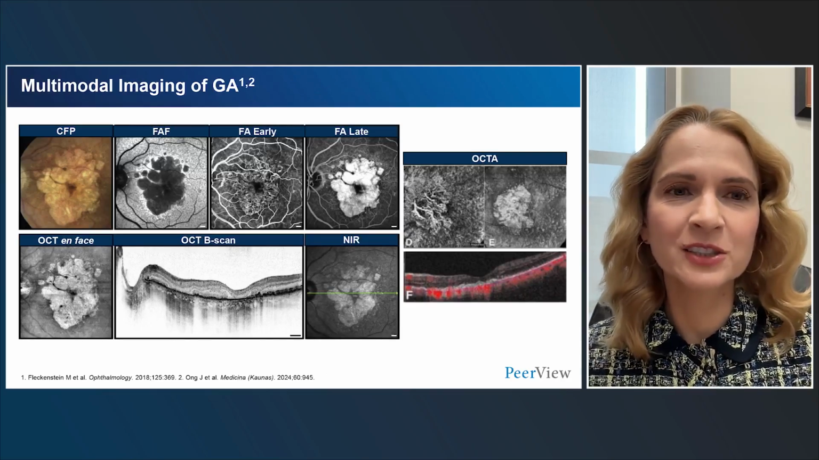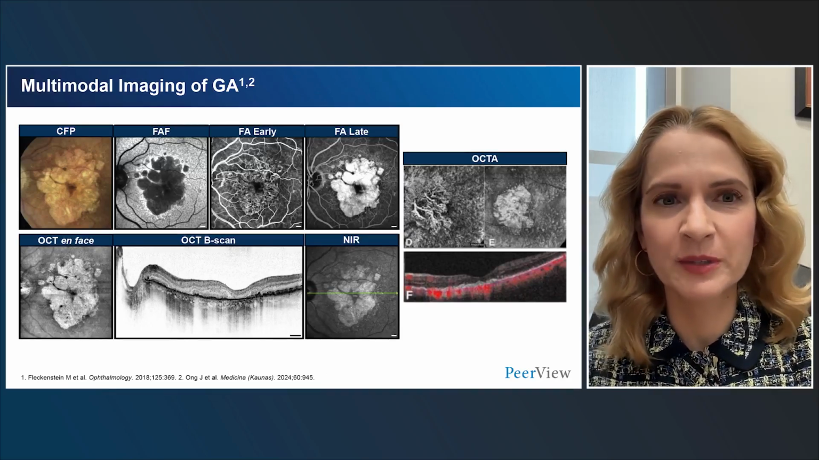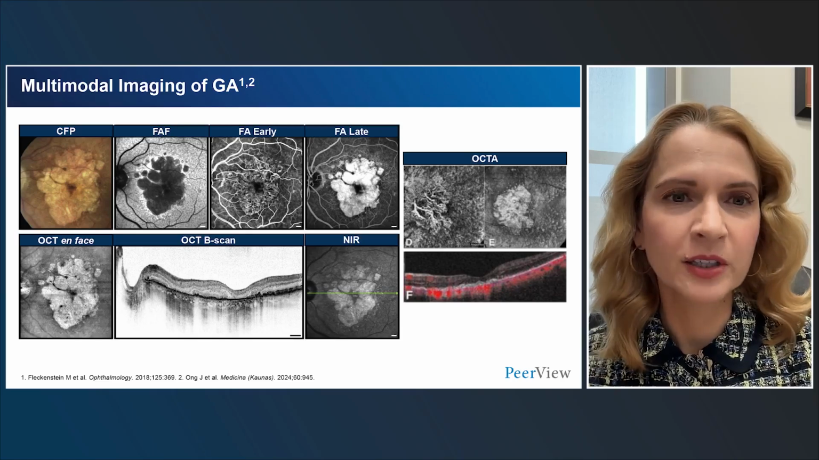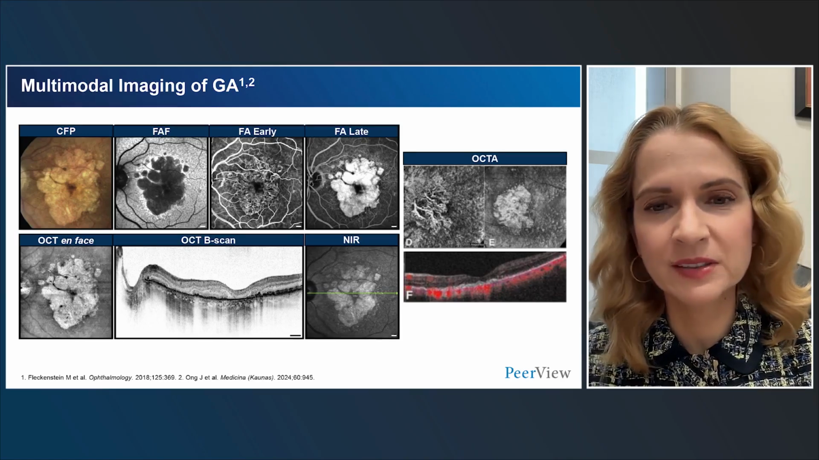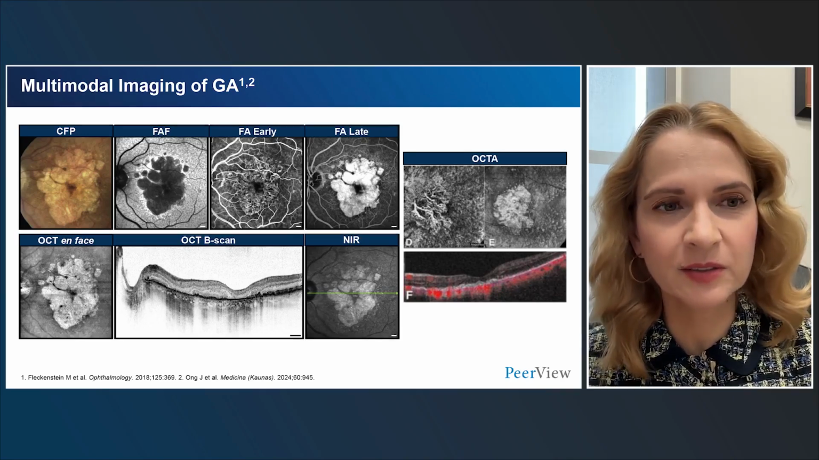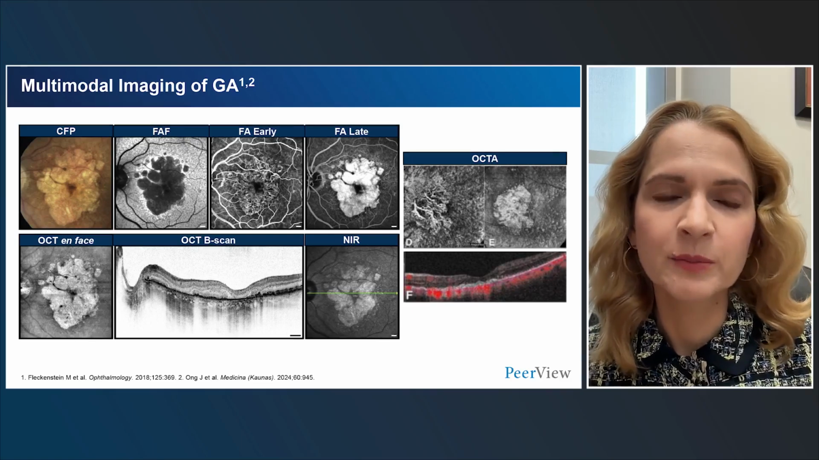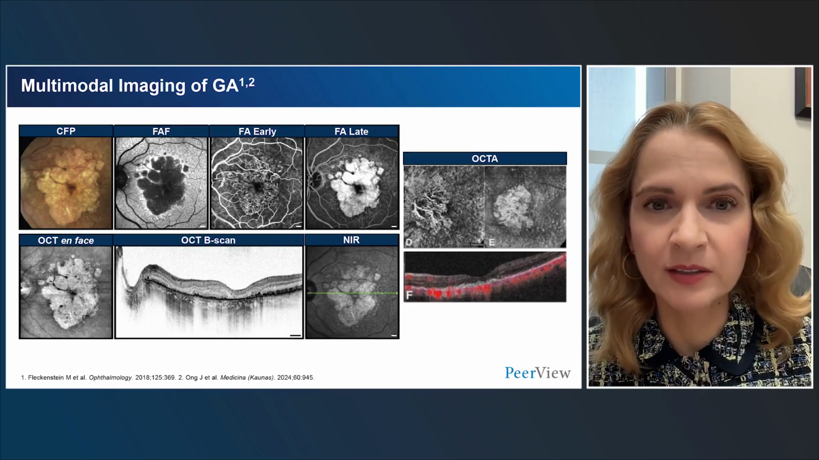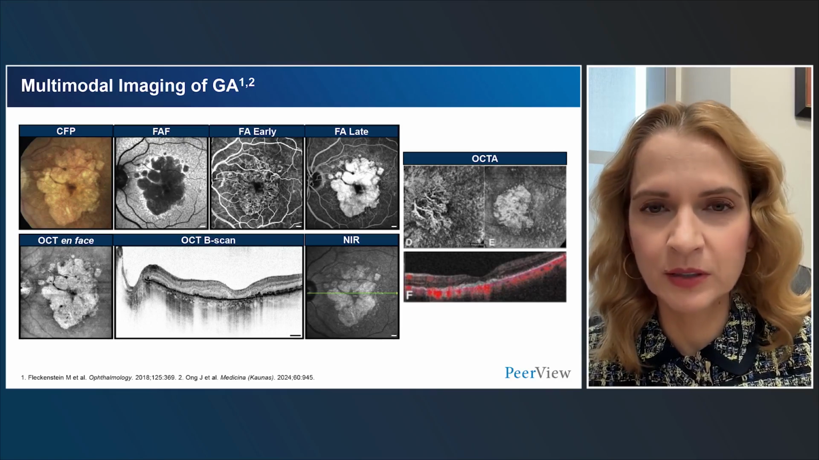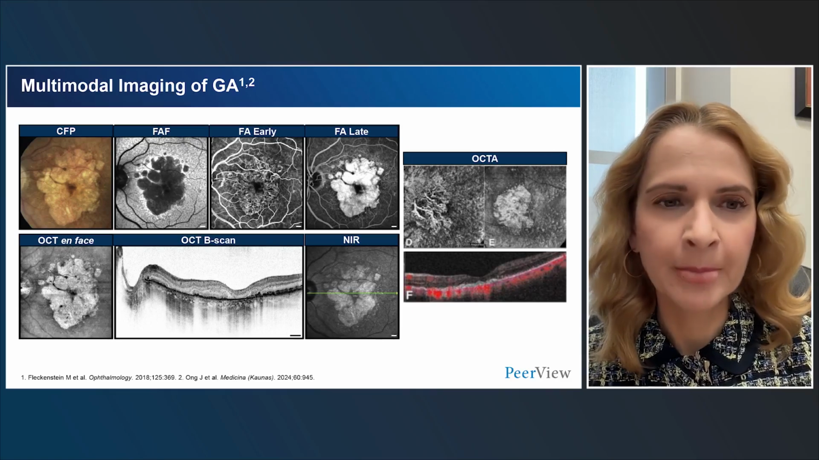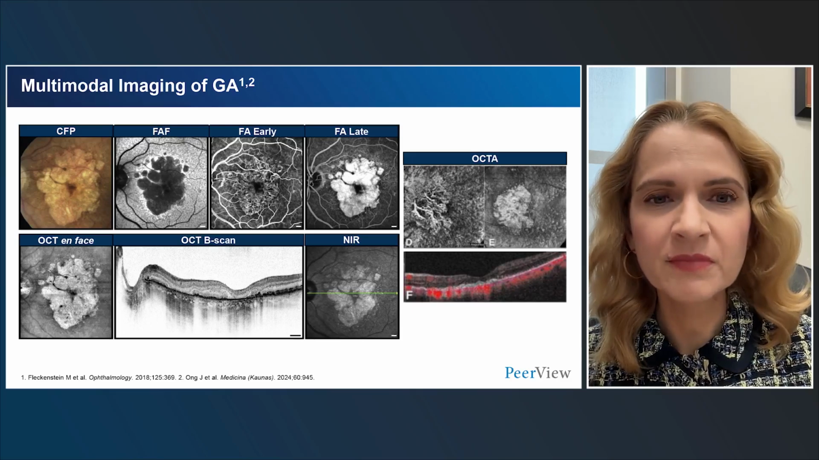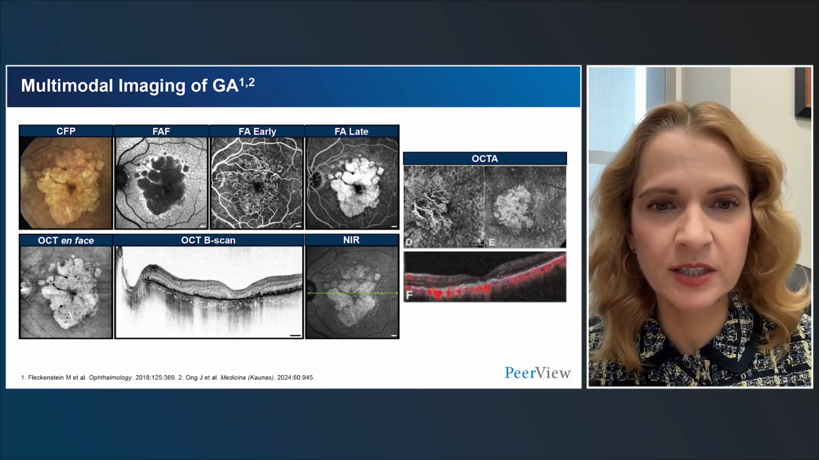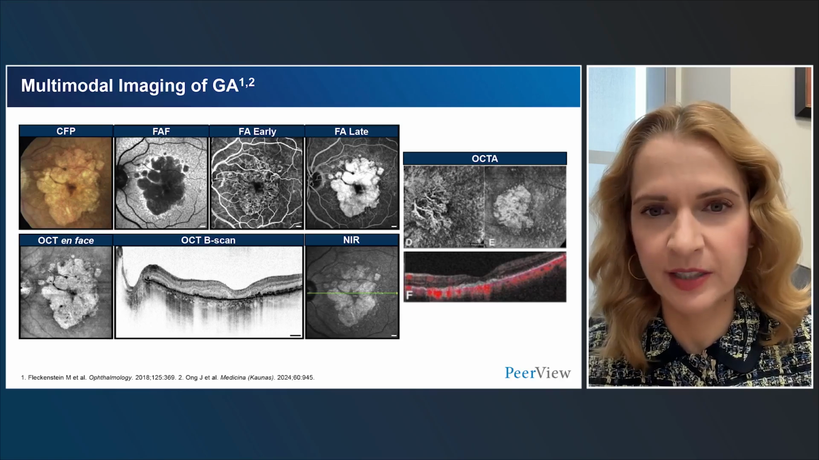This is a nice slide that showcases the multimodal approach for imaging of geographic atrophy, starting with color fundus photography, then going to autofluorescence, and you can see the hyperautofluorescence characteristics around the lesion borders. We can perform a fluorescein angiogram and look at the early and late frames to see a window defect associated with geographic atrophy. An OCT en face can also really showcase the borders of the lesions on infrared. And then we have cross-sectional images given by the OCT B-scans across the entire macula.